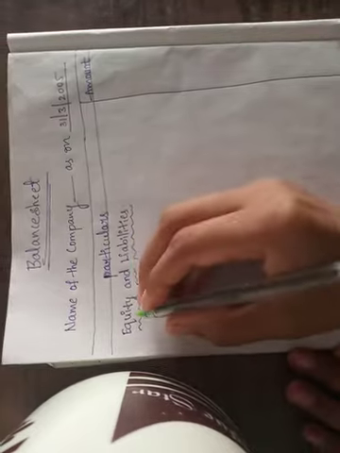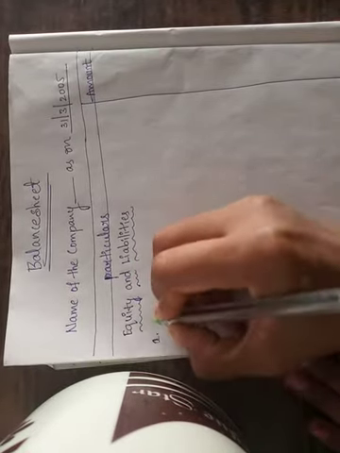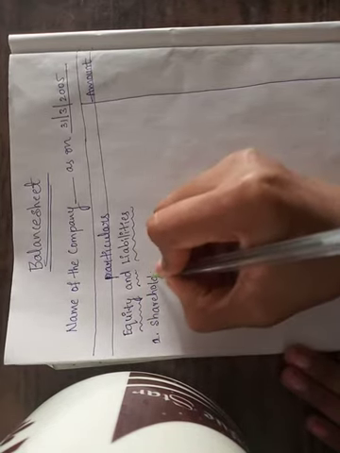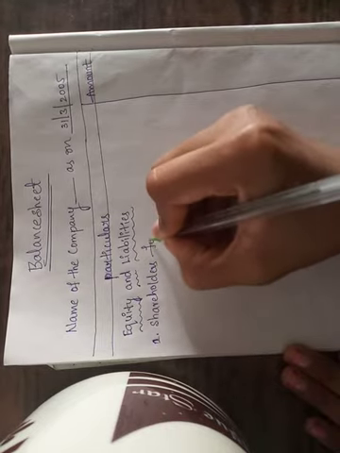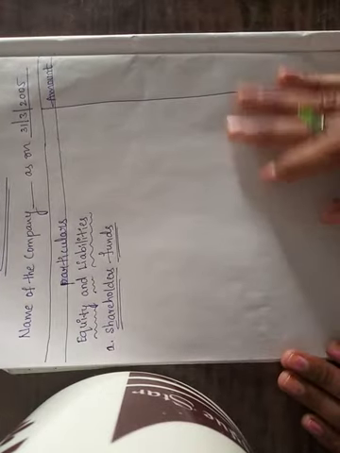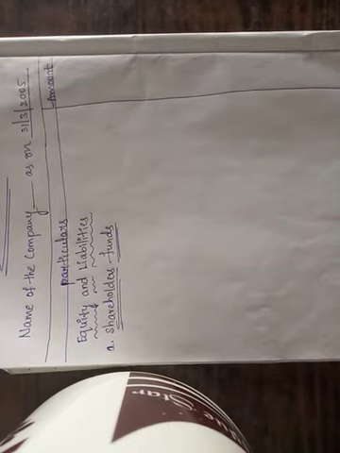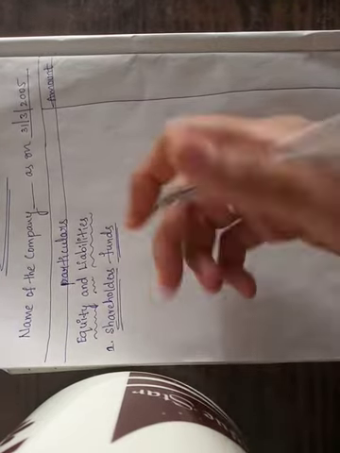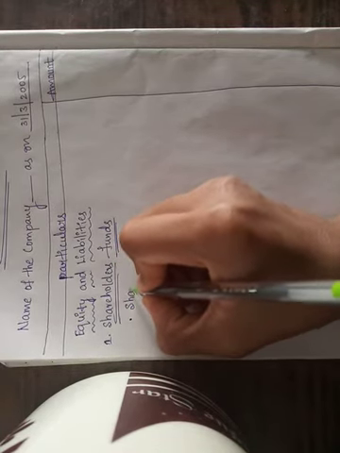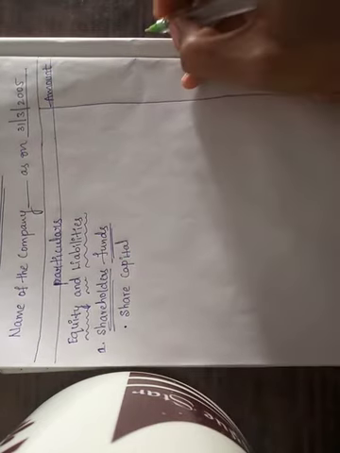In a company, shareholders will be there. So the first one is shareholders' funds. Very important, this proforma. You learn this proforma, automatically you will get 12 marks. So under shareholders' funds, what will be there? First is share capital, amount.